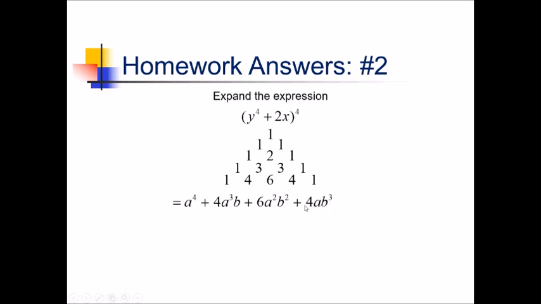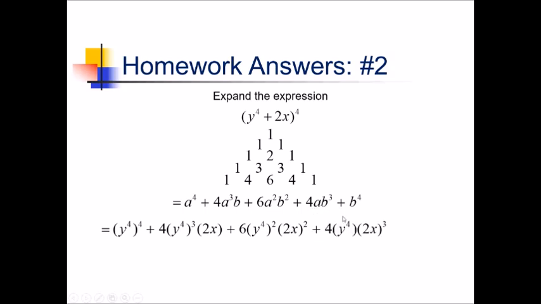plus 4, a to the 1st, b to the 3rd, plus 1, a to the 0, b to the 4th, so just b to the 4th. For our a term, we've got this y to the 4th. The b term in this case is the 2x, so we have y to the 4th to the 4th, plus 4 times y to the 4th cubed times 2x, plus 6 times y to the 4th squared times 2x squared, plus 4 y to the 4th, 2x to the 3rd, and finally we have 2x to the 4th out there.